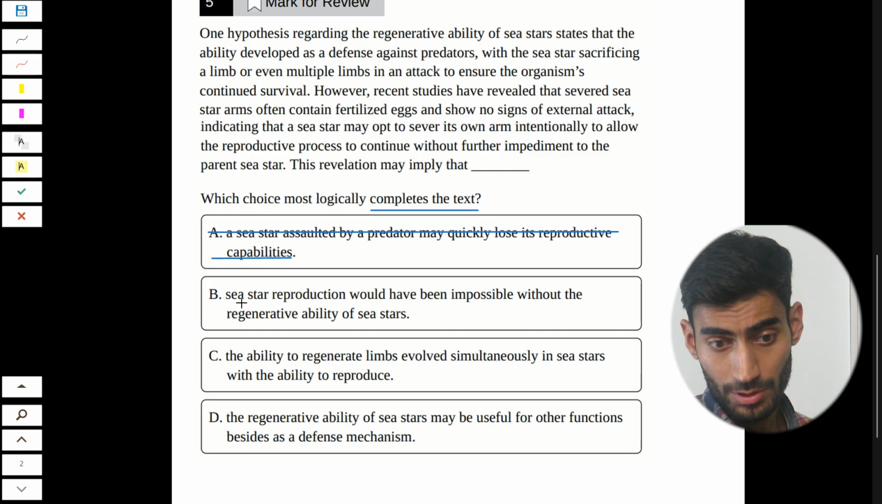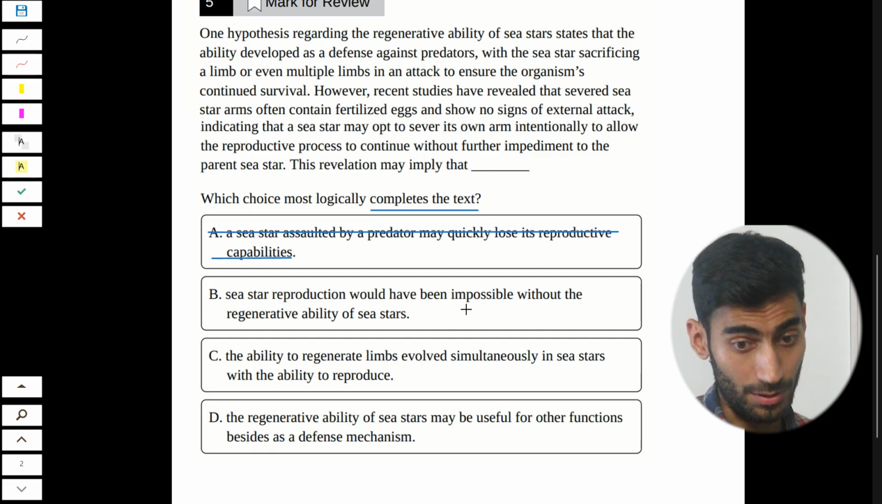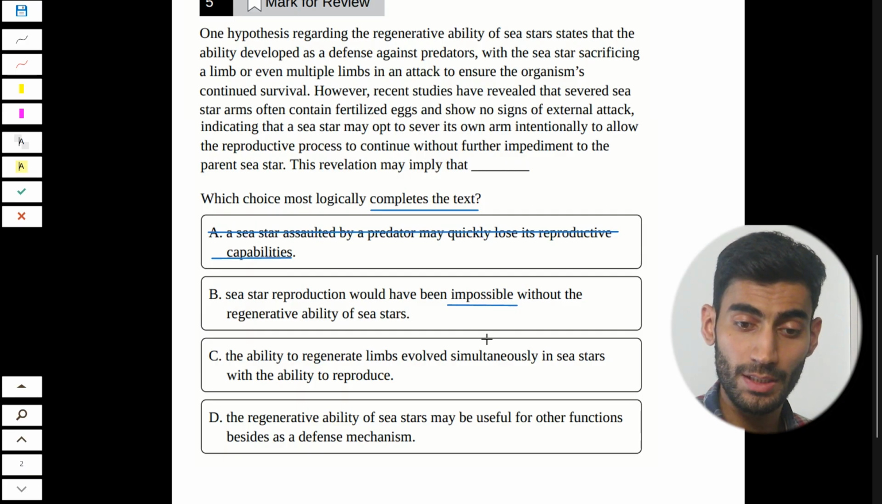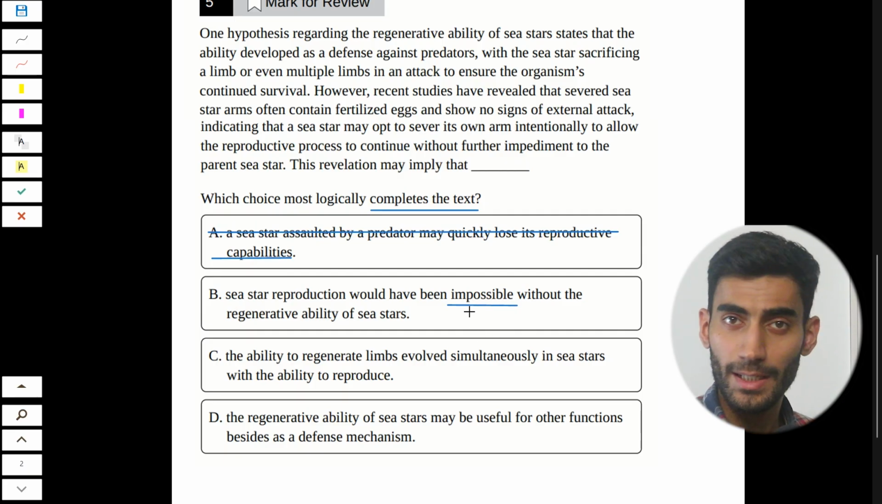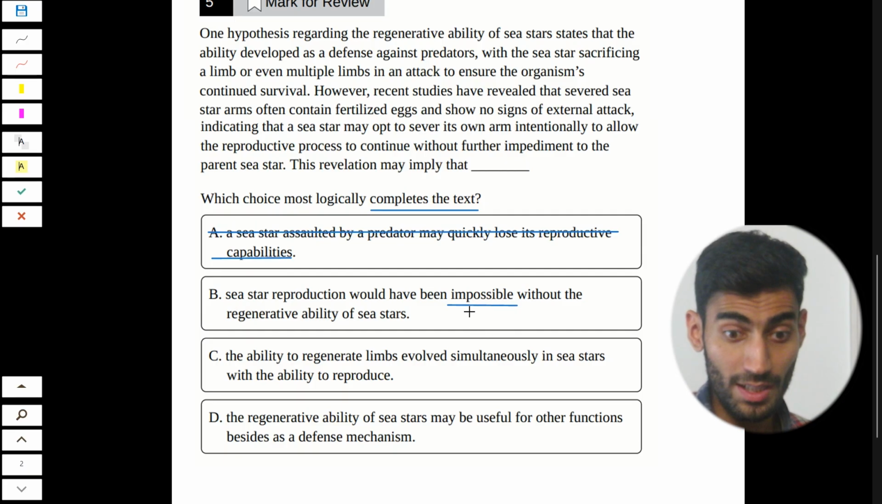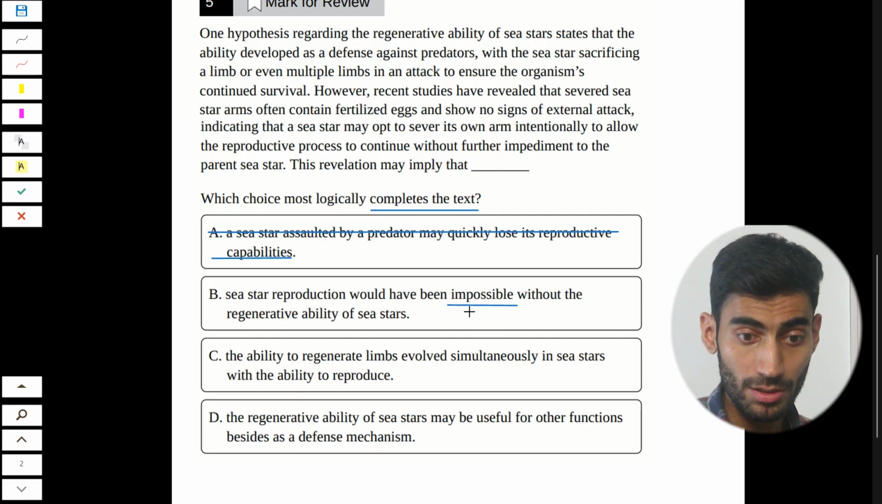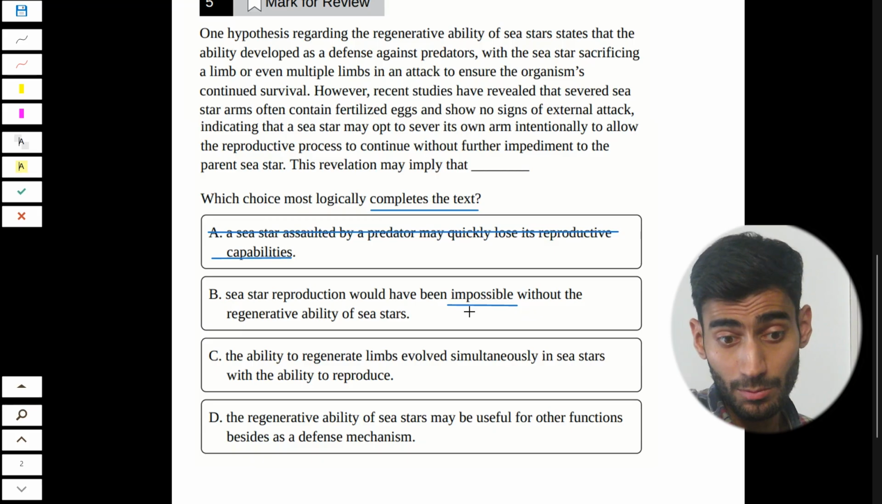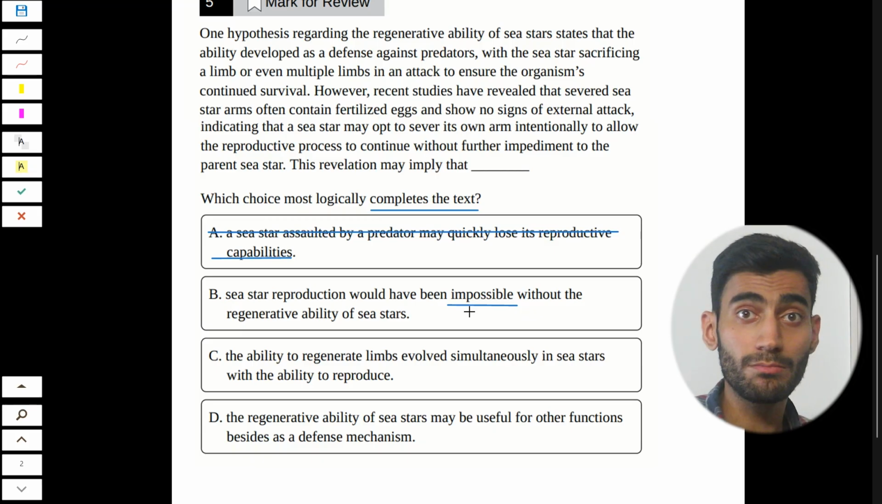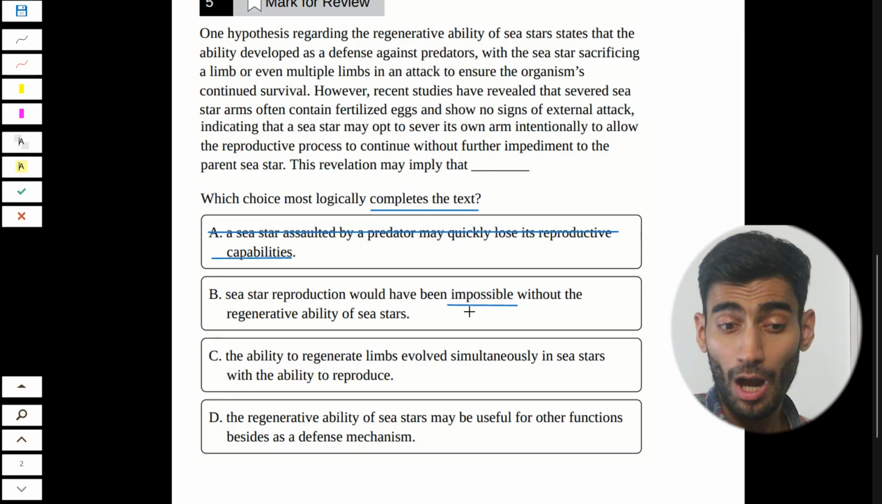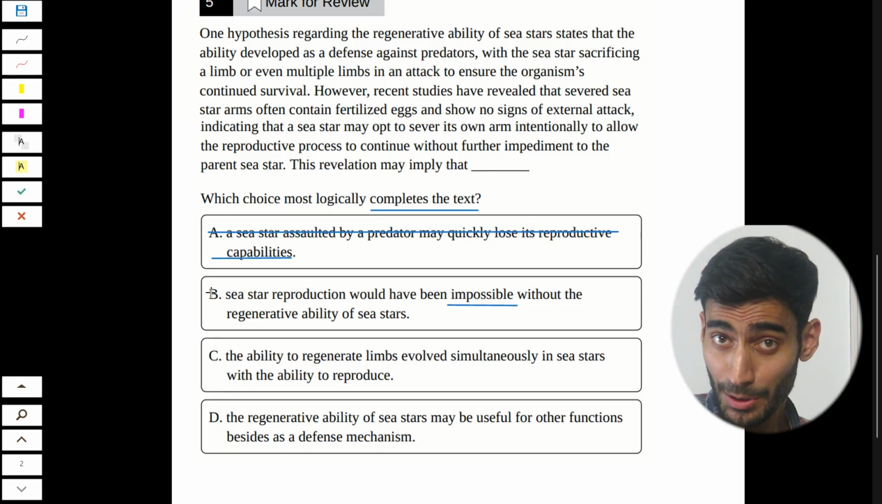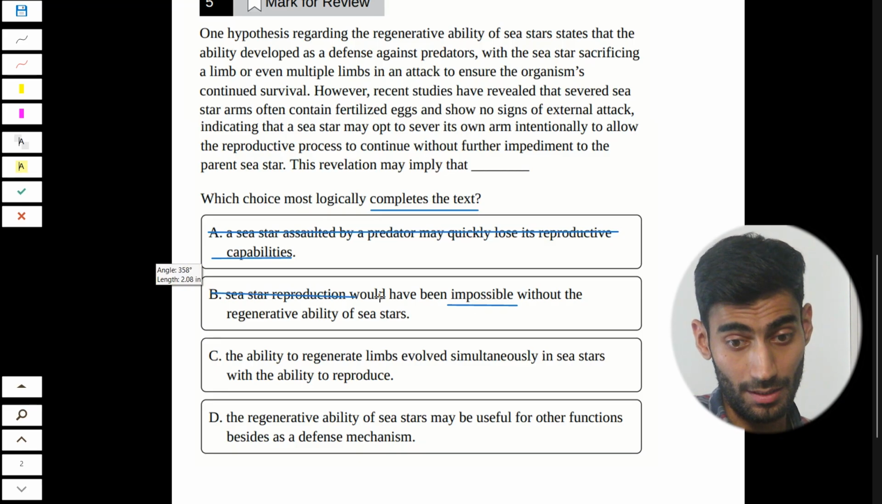B. Sea star reproduction would have been impossible without the regenerative ability of sea stars. So this is the kind of trick the SAT plays on you sometimes. Impossible. Nobody talked about it being impossible. We don't know. It can be the case, maybe, maybe not. But to confidently say that it's impossible, that makes it a wrong answer.